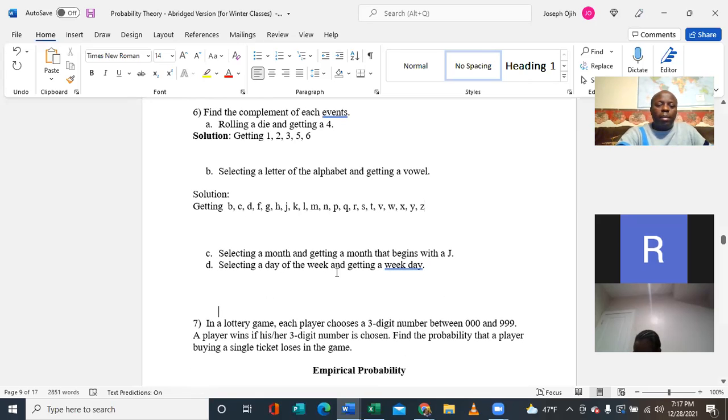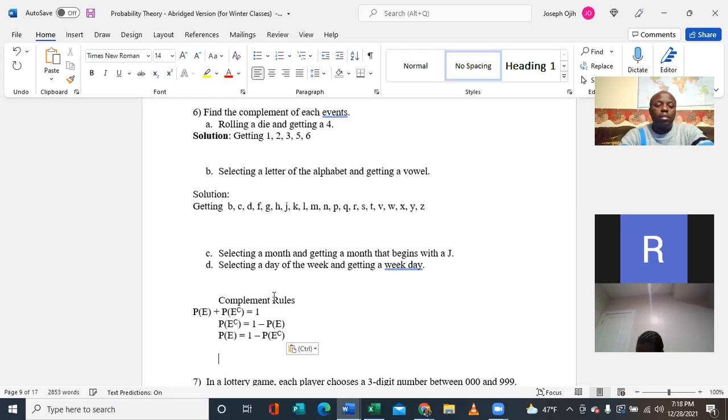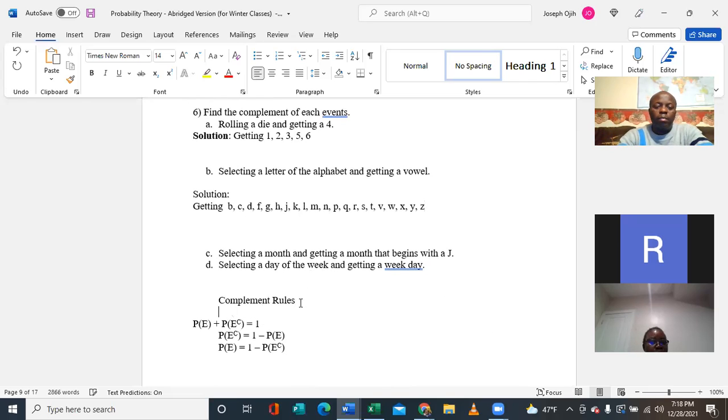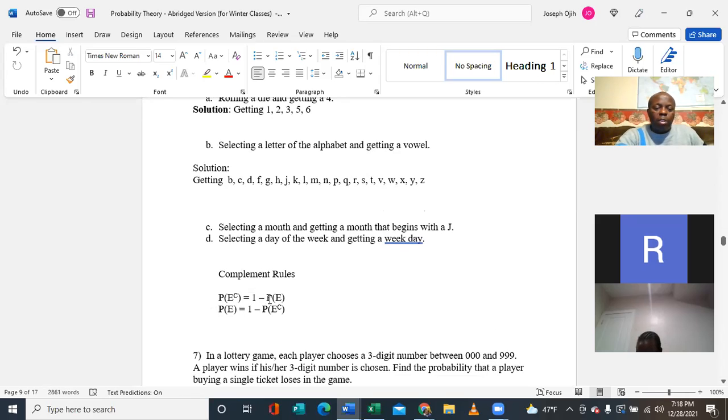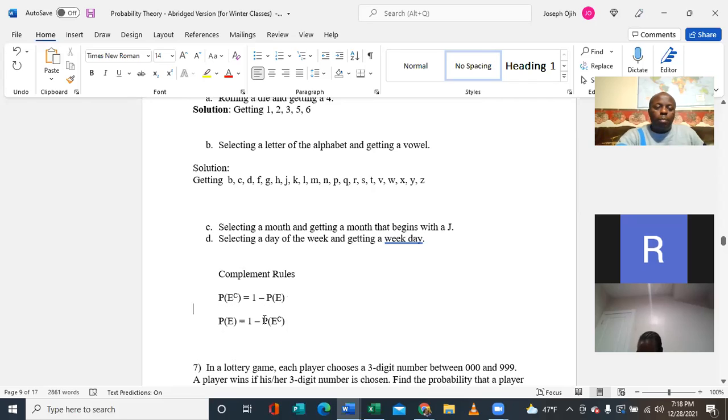So let's apply the complement rule. So look, these are the complement rules here. Remember the complement is represented by an E with a small c. It can be an A or E or P with a small c at the top. So the probability of event E complement will be 1 minus probability of event E. And probability of event E equals 1 minus probability of event E complement.